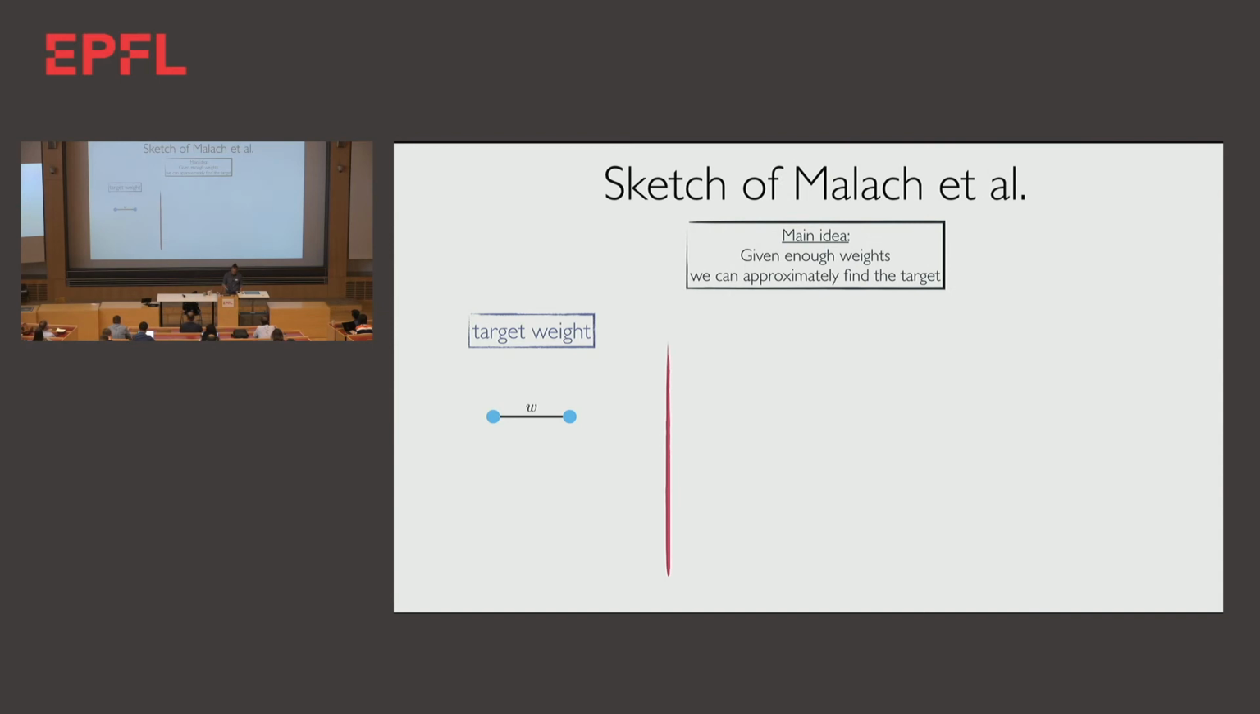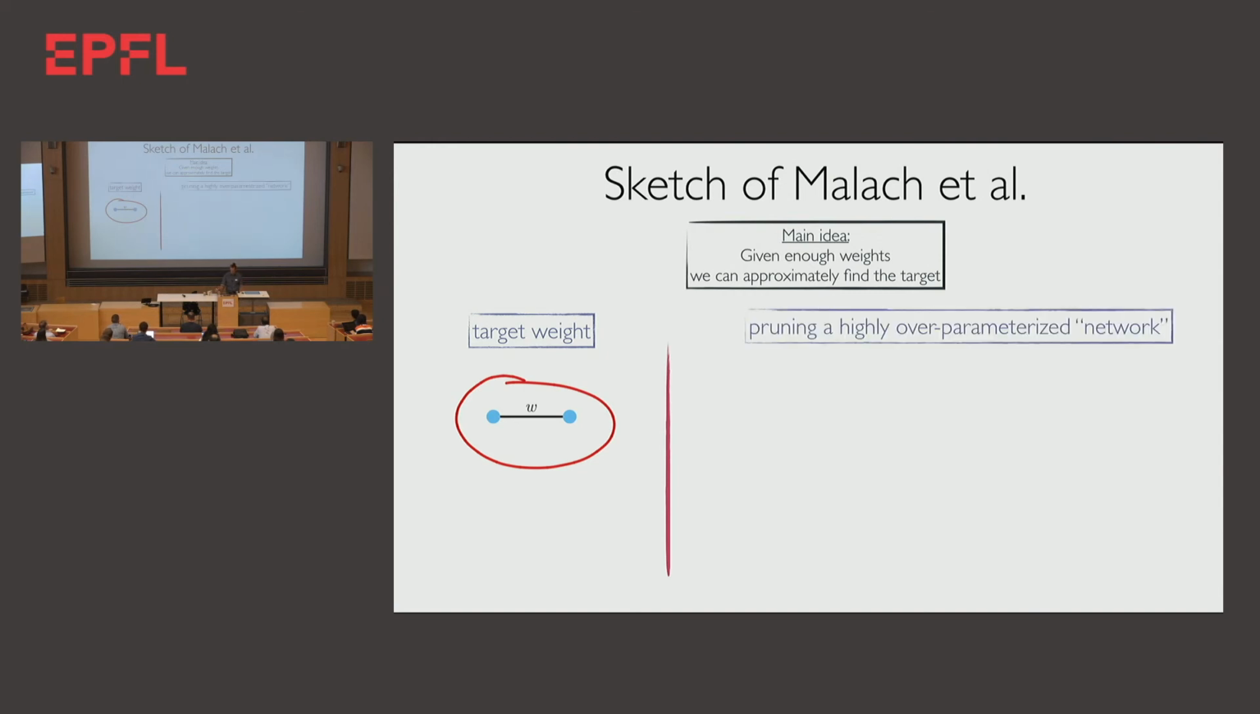So let's say that you want to approximate the target weight, W, all right? So I would argue this is a neural network, the simplest possible. You put X, WX comes out, okay? Now, here's the idea that these guys used.